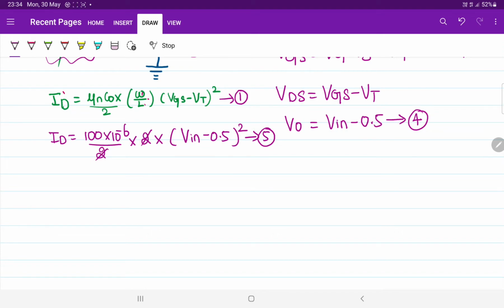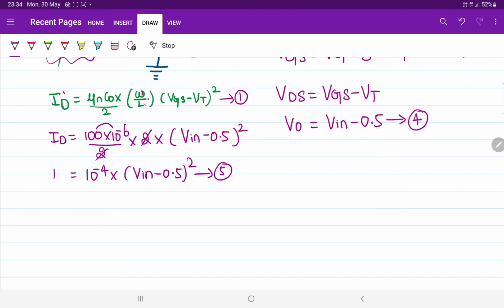Okay sir. Next, this 100 into 10 power minus 6, what will you get? It will become 10 power minus 4. So let me write one more step better: 10 power minus 4 into (Vin minus 0.5) whole power 2. Treat this as your equation number 5. Skip the previous one, it is not required. Okay sir, so this is one equation.